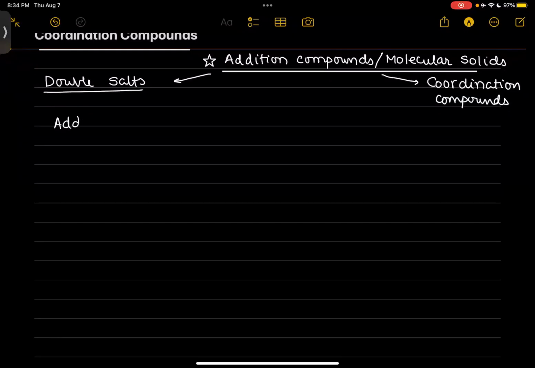Yes. So the name is indicating addition compound. So Marwa, Justin, what are addition compounds?